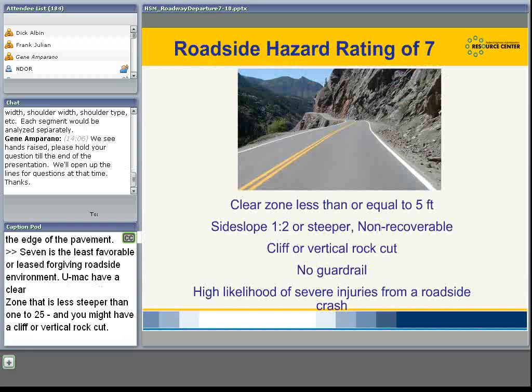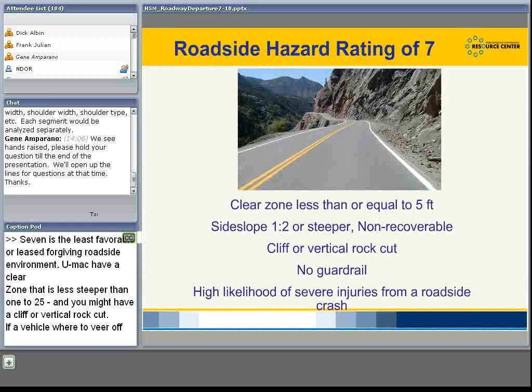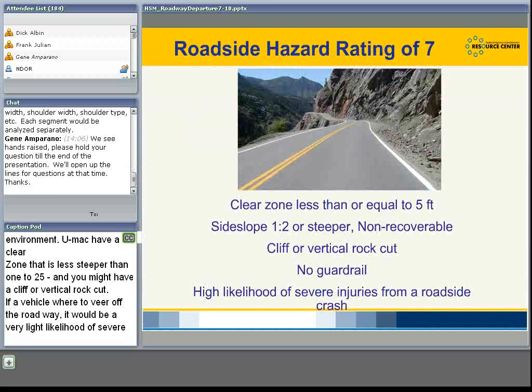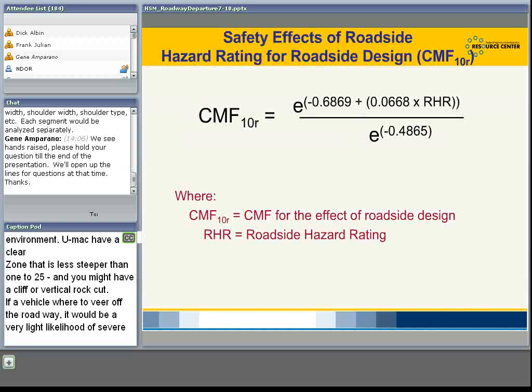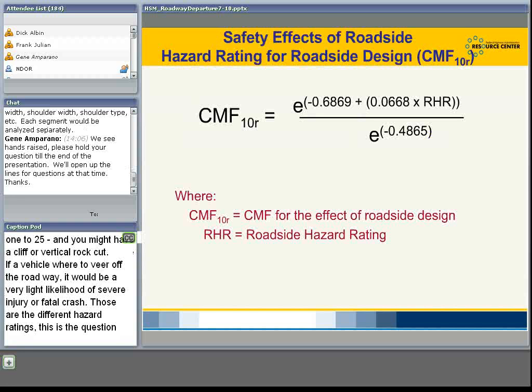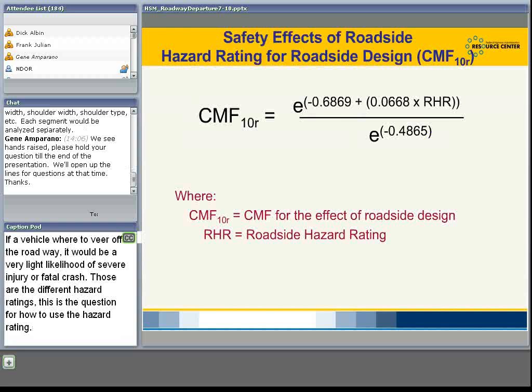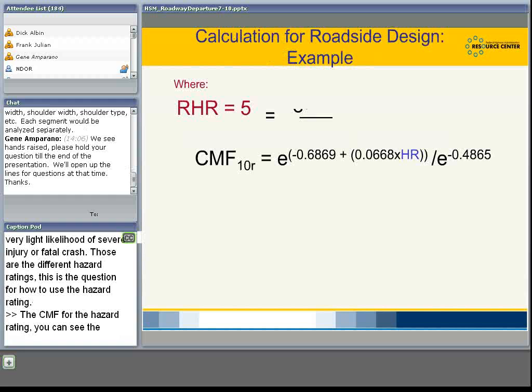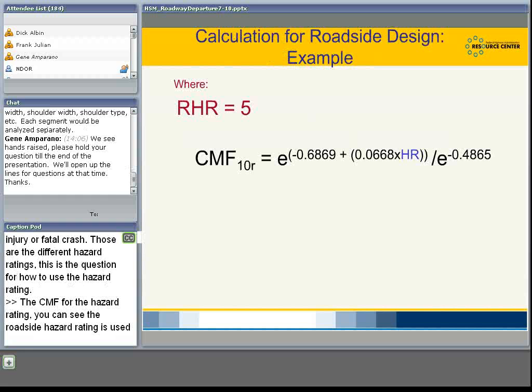And 7 is the least favorable or least forgiving roadside environment, where you might have a clear zone that's less than 5 foot, steeper than 1 to 2 side slopes that are non-recoverable. You might have a cliff or a vertical rock cut, as you can see in this picture here. If a vehicle were to veer off the roadway here, it would be a very high likelihood of a severe injury or fatal crash. So those are the different hazard ratings.